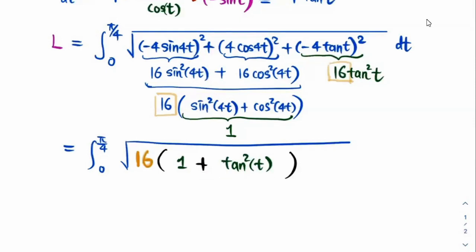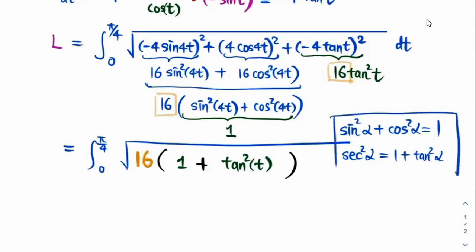So let me write down the trig identities over here. Remember sine squared alpha plus cosine squared alpha equals 1. That's one important trig identity. Another one is secant squared alpha equals 1 plus tangent squared alpha. These are two common trig identities that it's better that we remember.